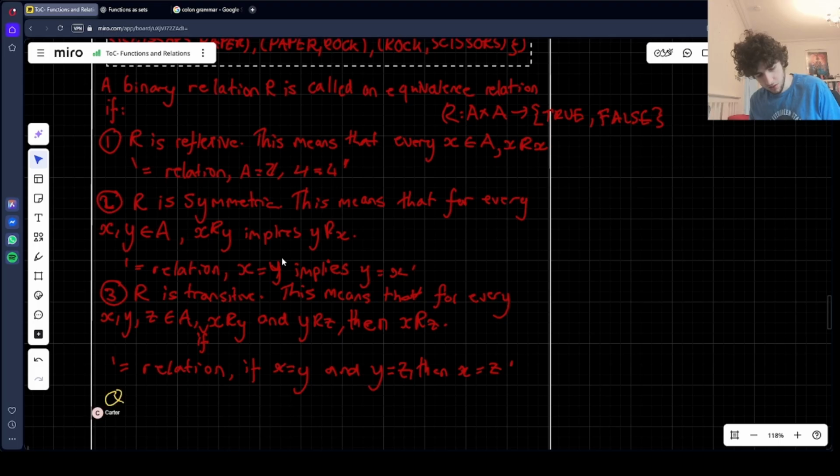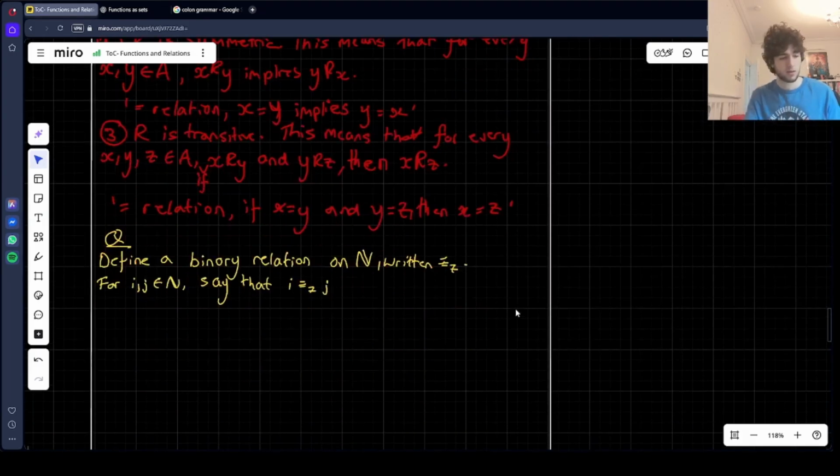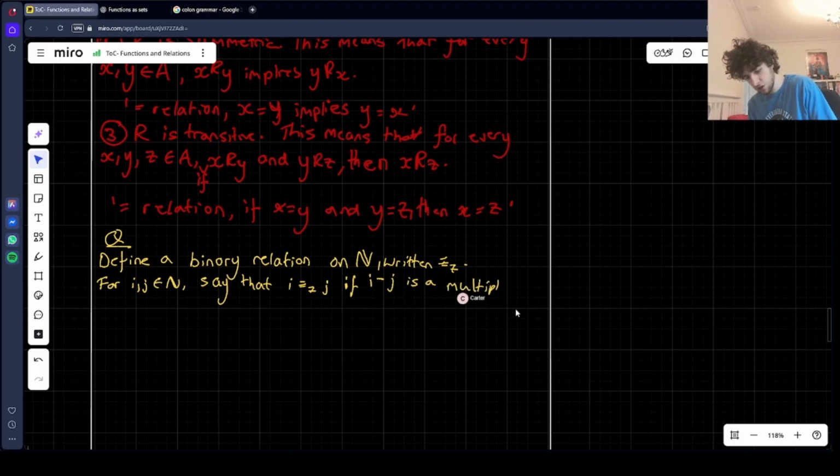So, question. Define a binary relation on the natural numbers. We're going to denote it with this sort of three parallel lines here, and then a subscript 7. So for any two natural numbers I give you, for i and j in the naturals, we say that i, three parallel lines subscript 7, j, so i is related to j via this relation, if i minus j is a multiple of 7. So that's how this relation works.